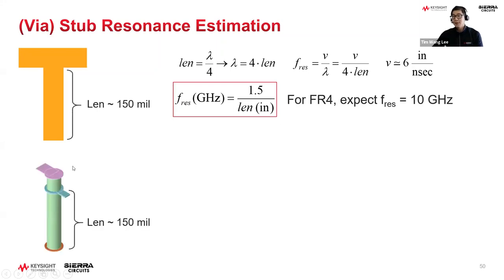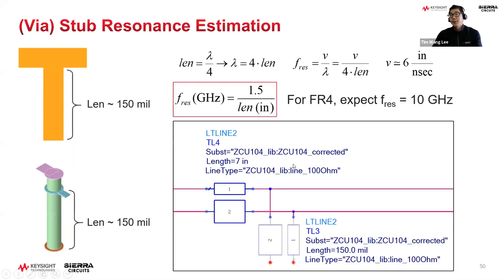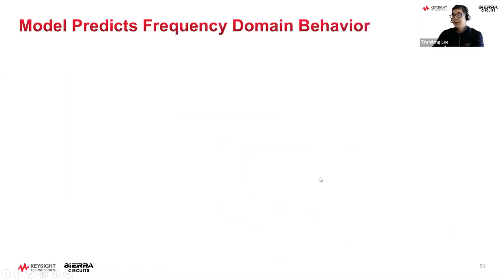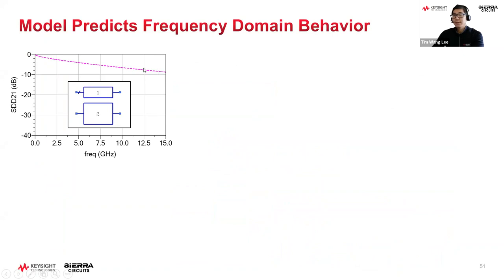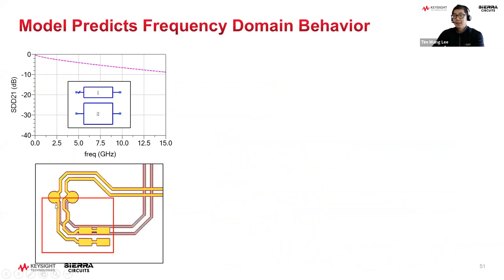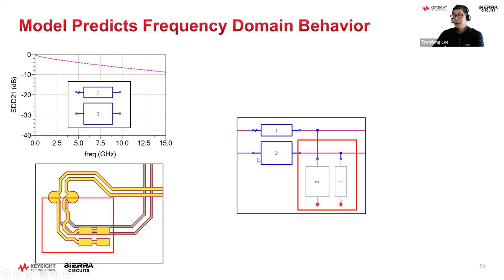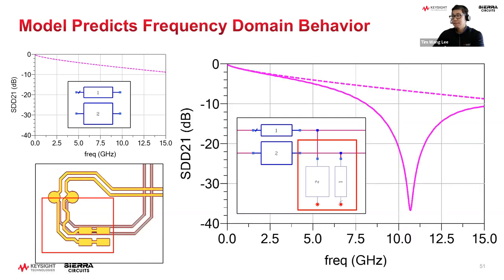So here, we had the stub at 150 mils. Now we can create that virtual prototype. Remember we plopped down a 7-inch trace right there, and I can create another section of transmission line that is 150 mils. Now I would expect this one to create the same resonance signature as I've seen in the 3D EM simulation. All right, so this will help me understand the behavior. Sure enough, this is without the stub. This is the stub right there. This is when I simulate with the stub. Now, revealing the answer, voila.